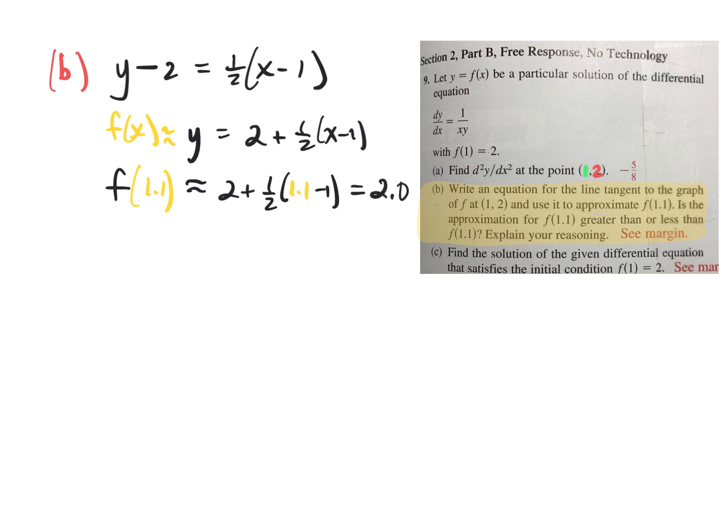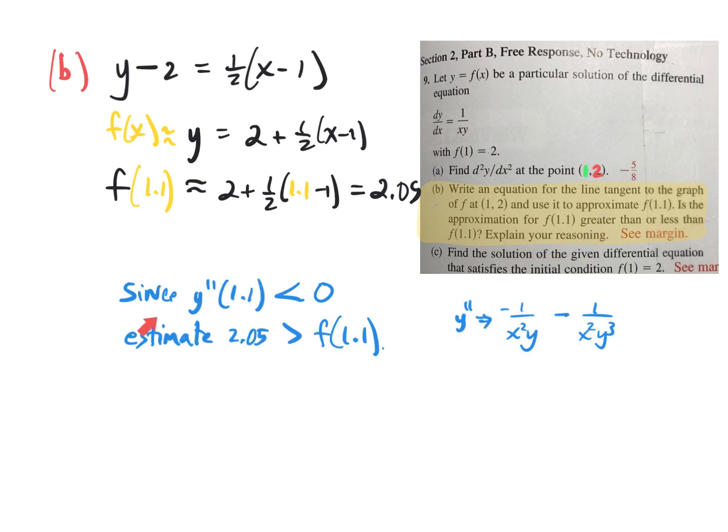Now, here's the part that a lot of students are unable to do each year. By a lot, I mean maybe a fourth of my students. Let's explain whether this approximation, when x is 1.1, of our f value, is a little too big or a little too small, and thus explain how we know that it is either too big or too small. We can answer this question very quickly by saying, since the second derivative is negative, our estimate is bigger than the actual value. But why?